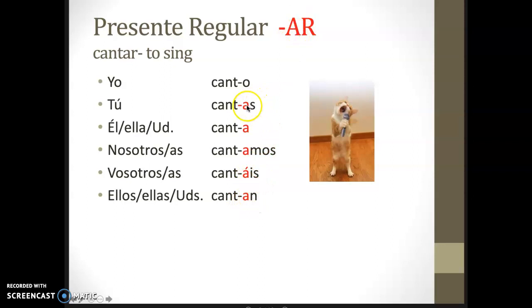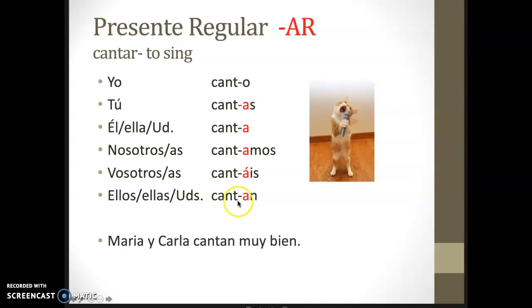AR verbs have a lot of A's, as you can see in the endings, and the yo form is always an O ending, canto, because with the verbs we don't have any gender. There's no masculine or feminine. The yo form is always an O ending, and then these endings will go for the AR verbs.